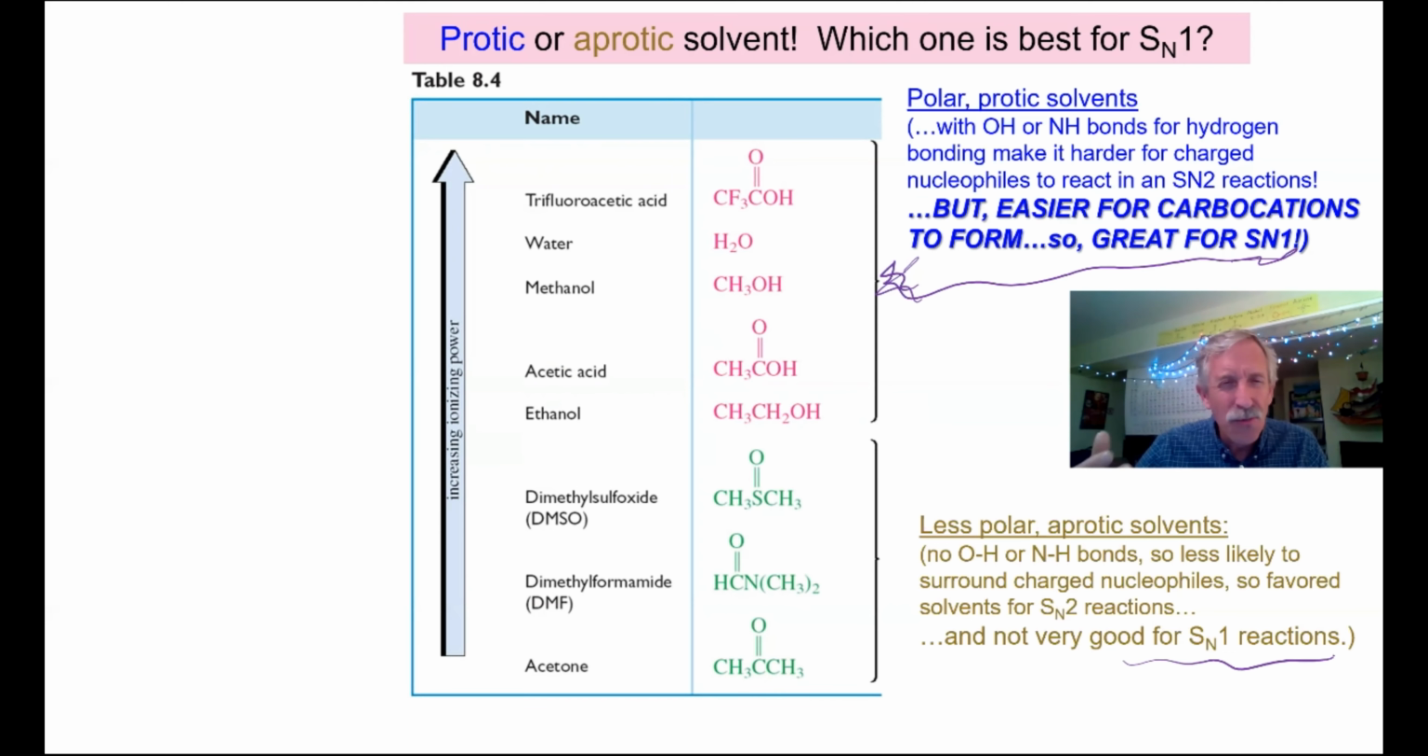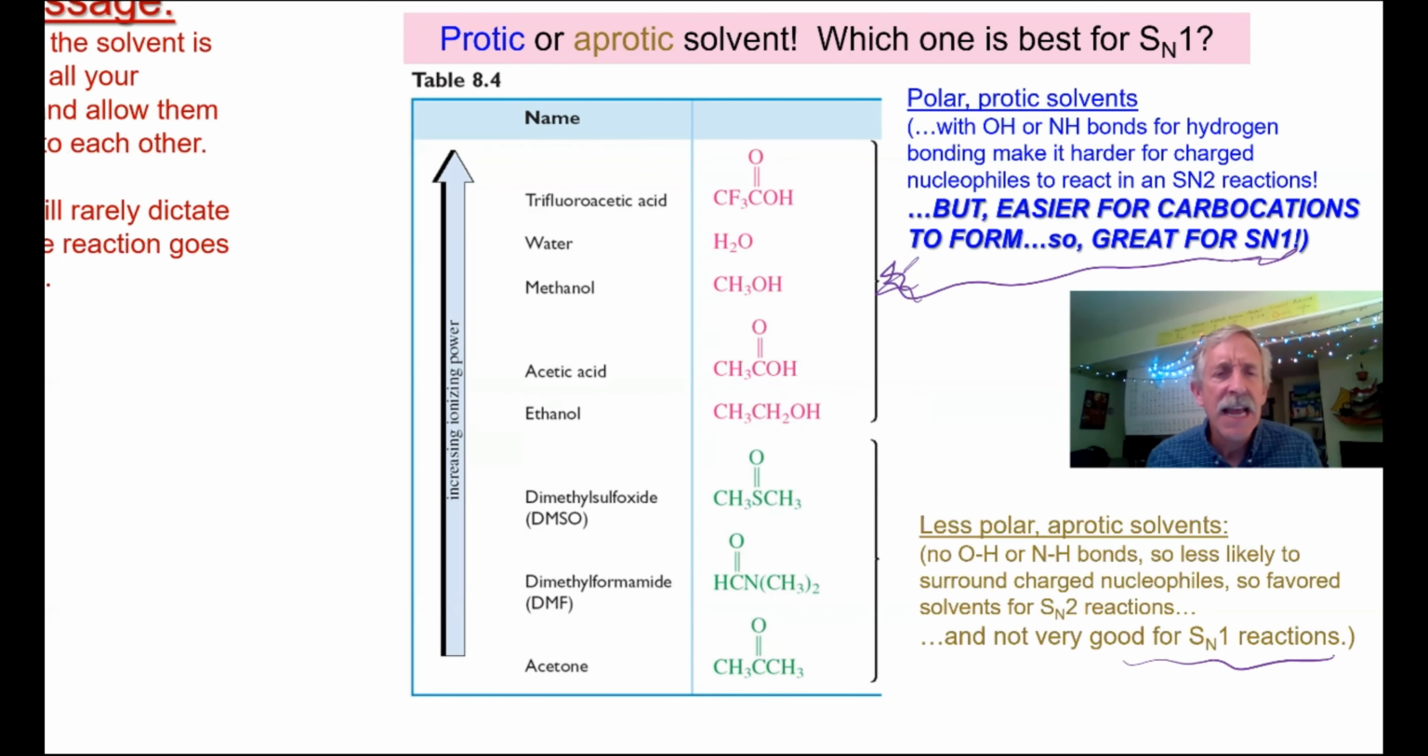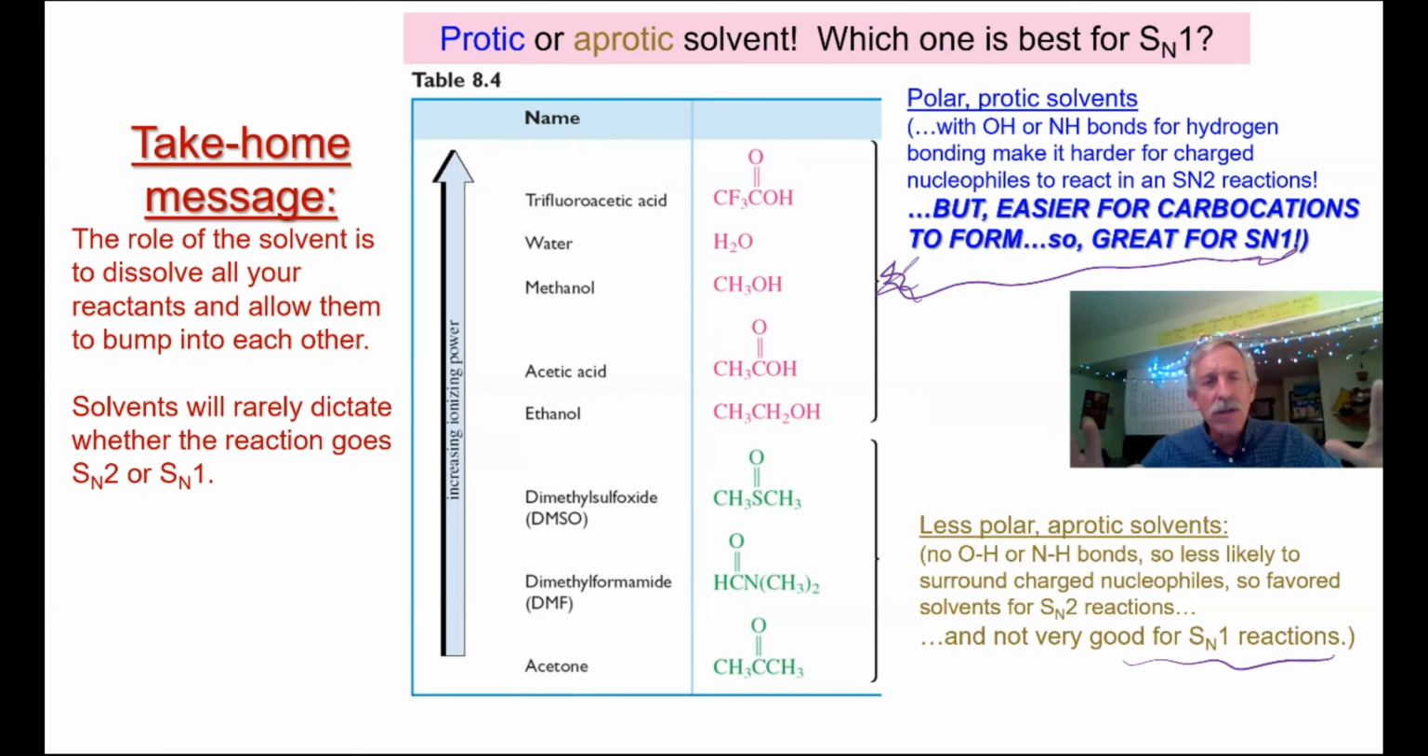So the solvent plays a role in helping tell the reader what kind of mechanism you prefer. Oftentimes it has no outcome on the actual event. So, take-home message about solvents: their job is to dissolve everybody. That's flat out their job as a solvent.